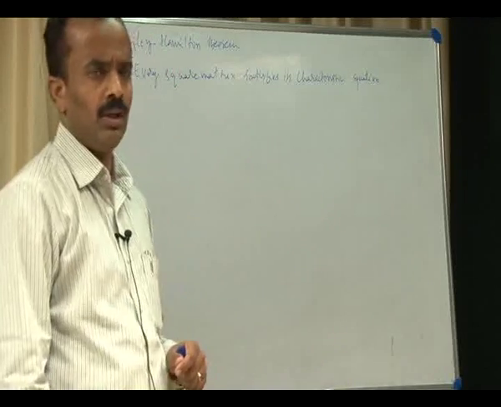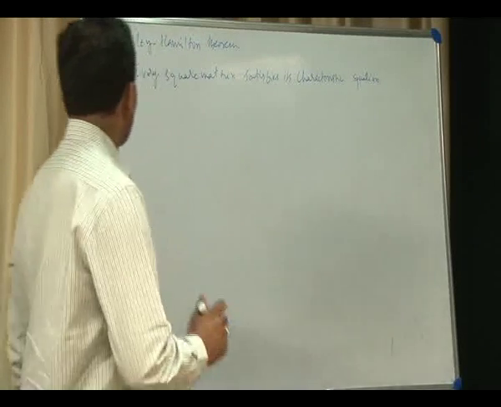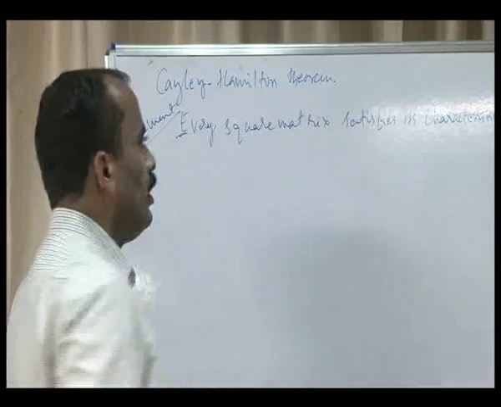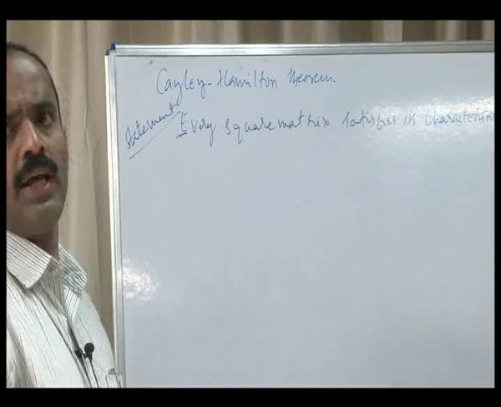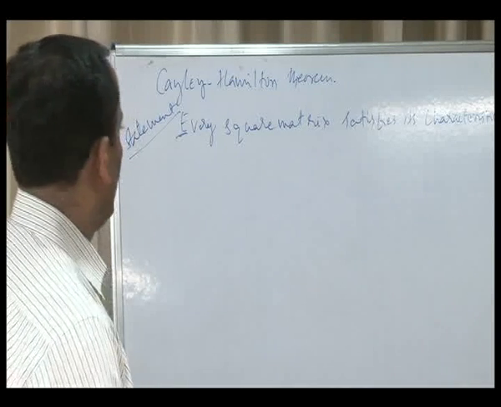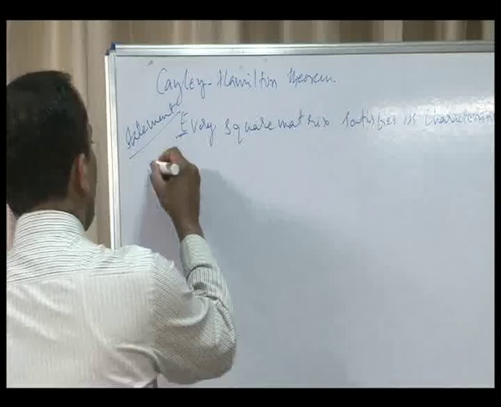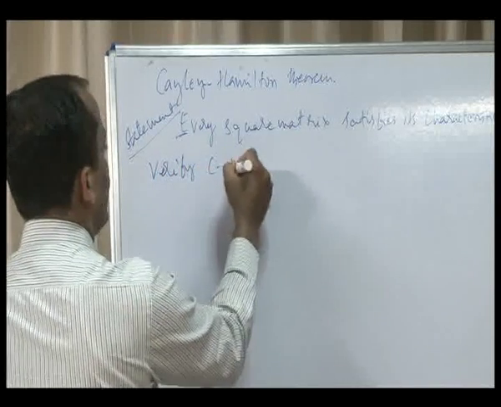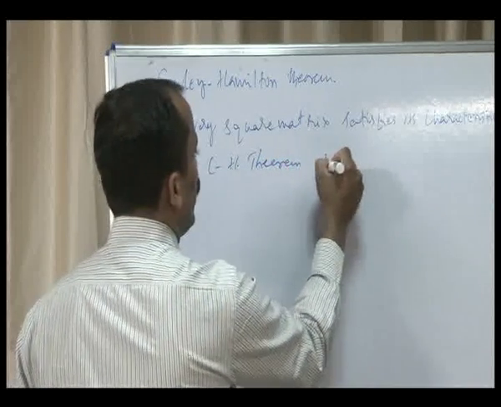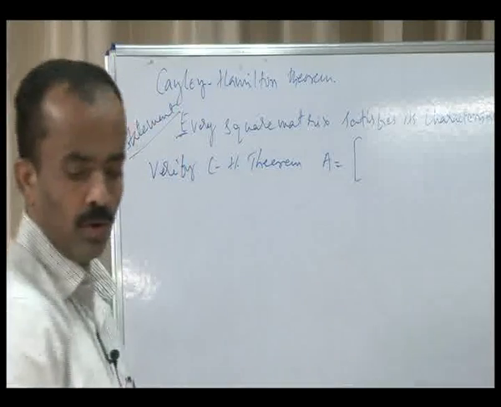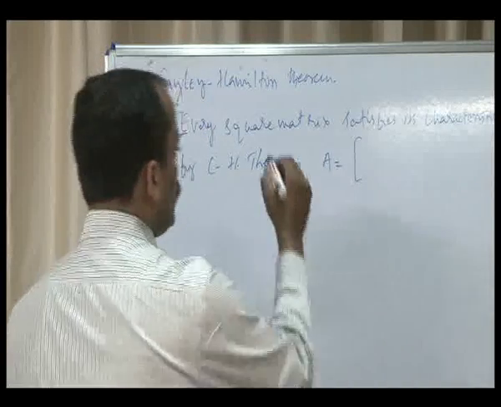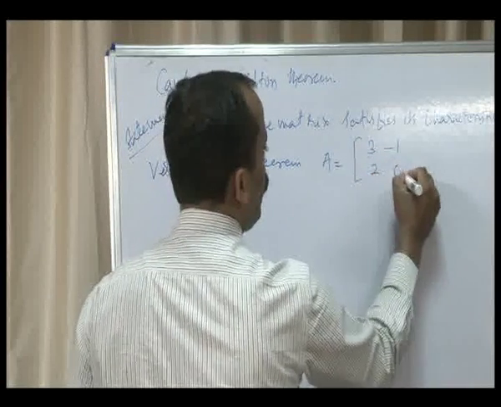Let us solve one problem, then you can understand better. So, this is the statement of the Cayley-Hamilton theorem. You are already familiar with what a characteristic equation is. Let us go for a problem. Verify the Cayley-Hamilton theorem for the matrix A equal to 3 minus 1 2 6.